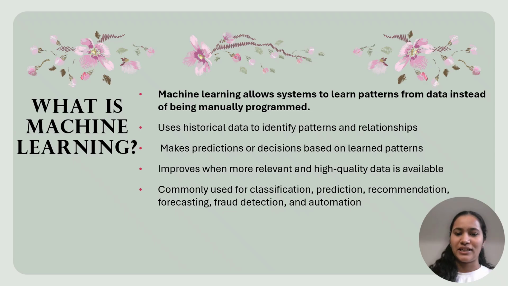What is machine learning? Machine learning is a method where systems learn from data. Instead of writing rules for every possible situation, we train a model using examples. This model identifies patterns in the data and uses those patterns to make predictions. For example, a model can predict whether a transaction is fraudulent, whether a customer may leave a service, or what product a user might like.